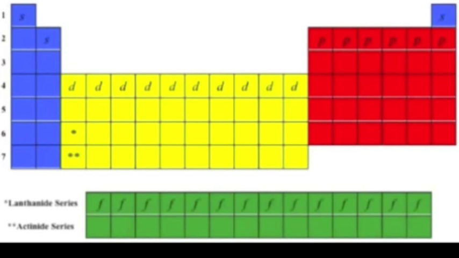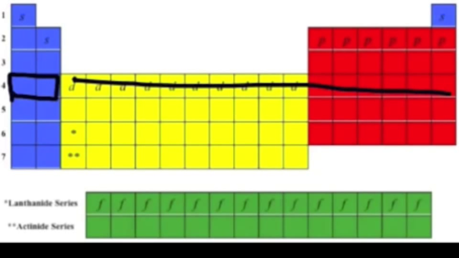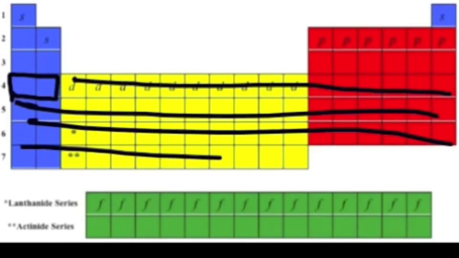Okay, this one, electrons in a 4s orbital but not 3d. So that'd be these two and nothing afterwards. So those two are potassium and calcium.